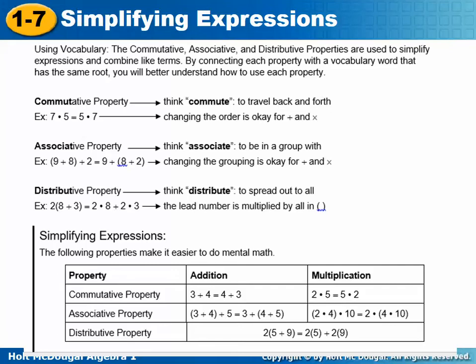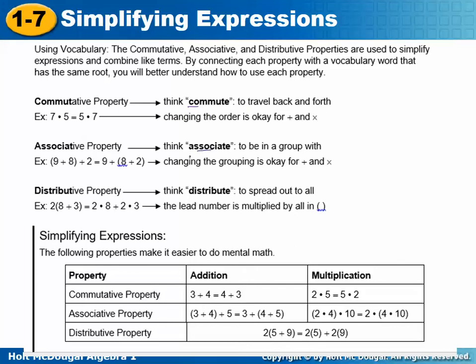On your worksheet, here's a review. This is the top part of the worksheet. It reminds you about the commutative property. One way to remember that is commute is to go back and forth to work usually, but that means that you can change the order. So commutative is like going back and forth. Changing the order back and forth is okay.